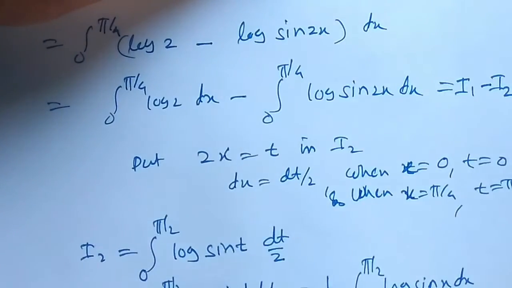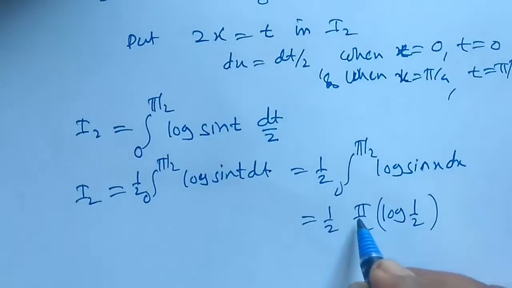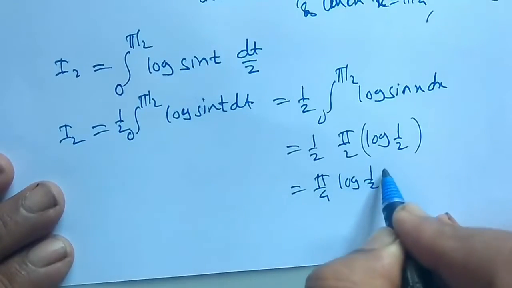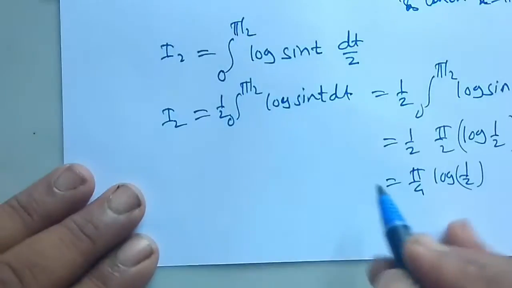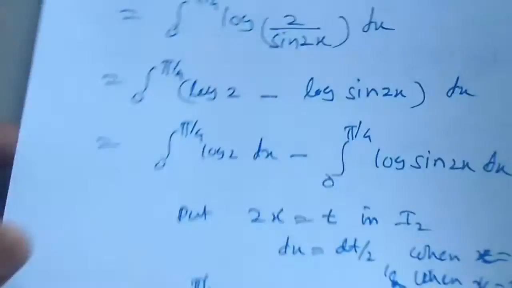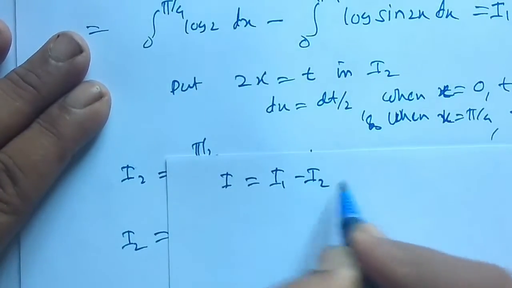pi by 2 into log of 1/2. In the first example we have solved this, so it becomes pi by 4 log of 1/2. So this is nothing but I2, and therefore I is equal to I1 minus I2.